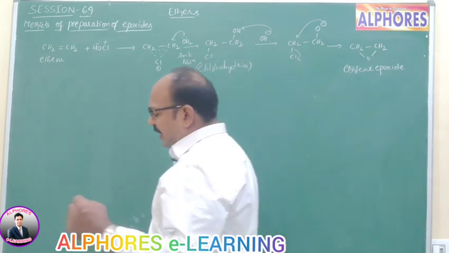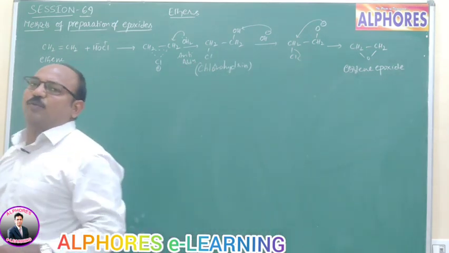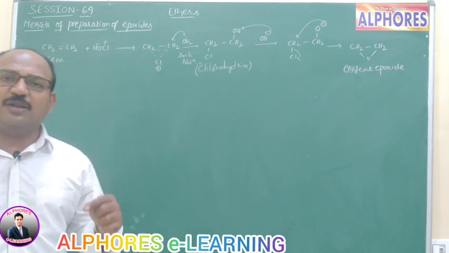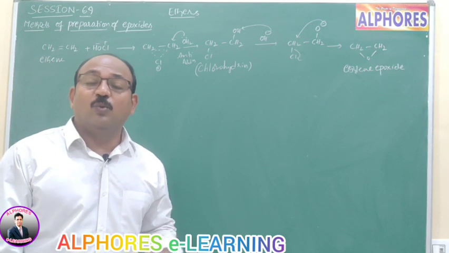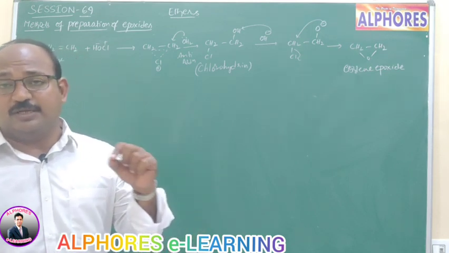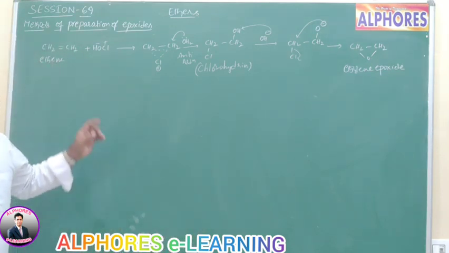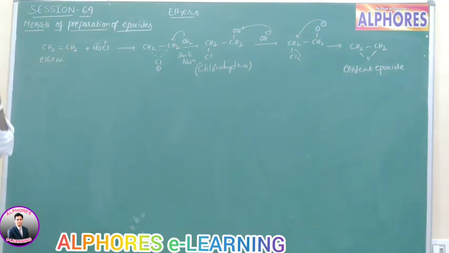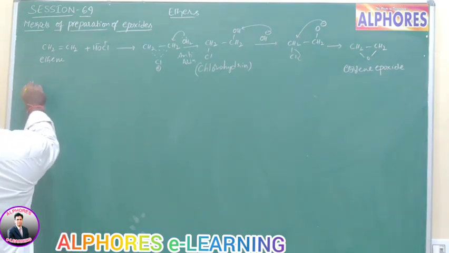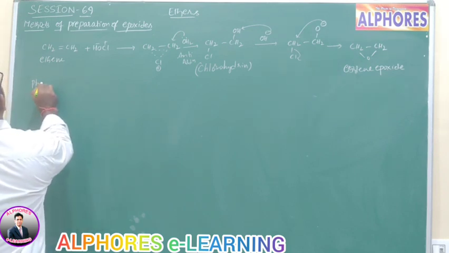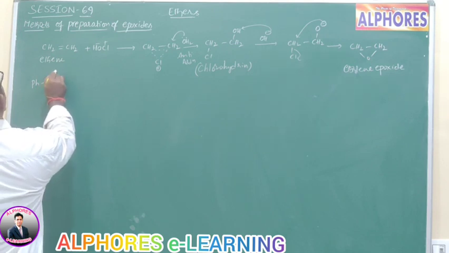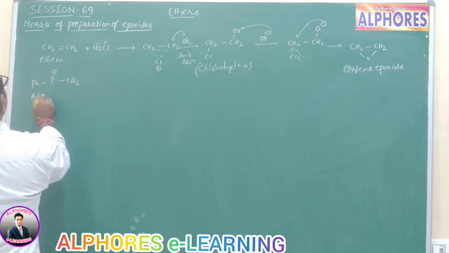Now, similar to this method, one more method is that ethers undergo halogenation. We get haloethers. Ethers upon reaction with halogen give haloethers. That haloethers upon reaction with, let us see, Ph C double bond O CH3. This is what we call acetophenone.